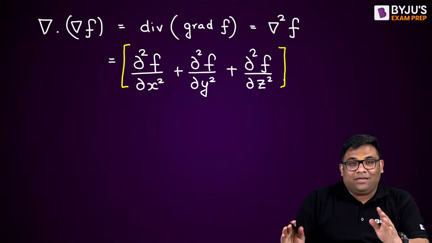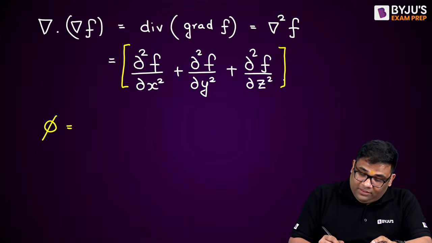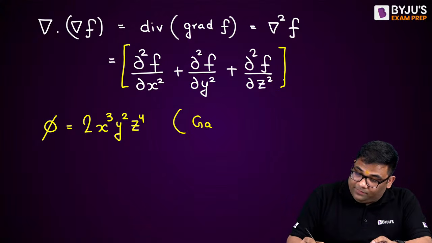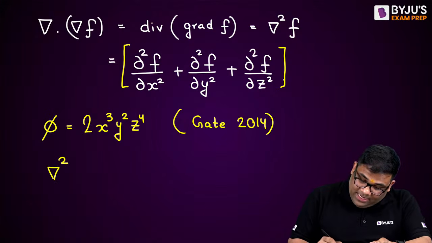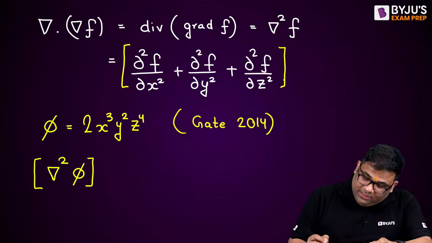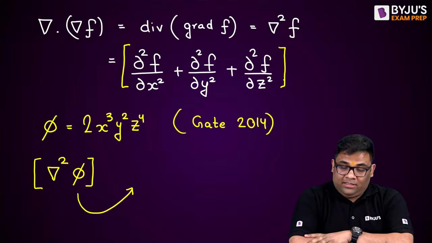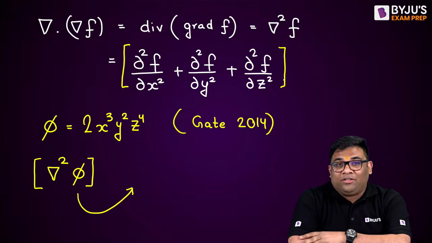Now, let us go ahead and solve one question. A phi function is given: 2x cube y squared z to the power 4. This was asked in GATE 2014. This is a scalar function. Find del square phi. Now tell me, del square phi will give me which kind of function, vector function or scalar function?